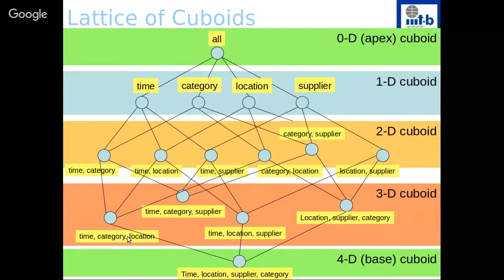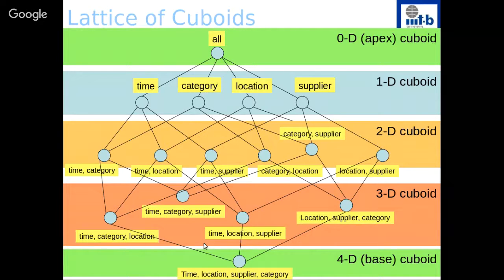So let us go all the way to category, the 1D cuboid called category. So here what we're saying is, when I'm looking at this particular 1D cuboid, I have 4 subcuboids, each giving me a summary based on these attributes alone, which means there is a category wise summary, a location wise summary, a supplier wise summary, and a time wise summary. Okay, so what is it that we have done?